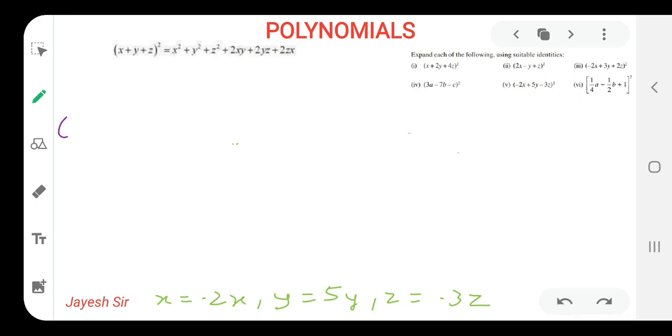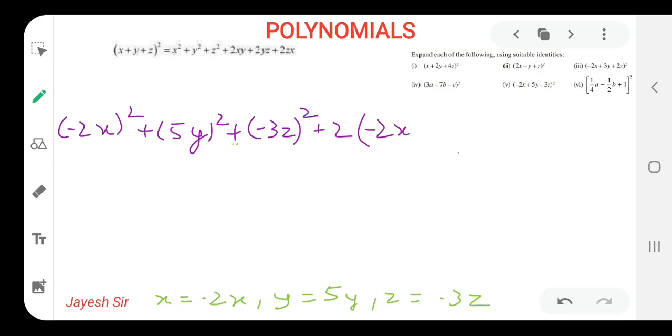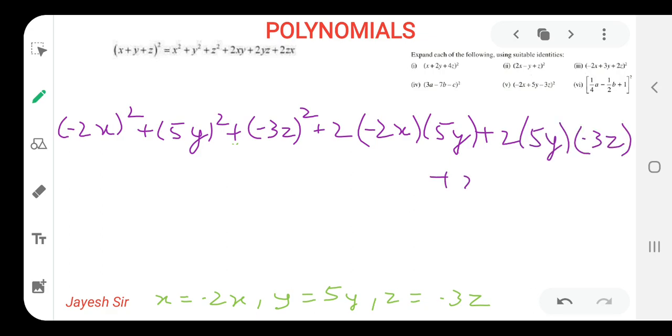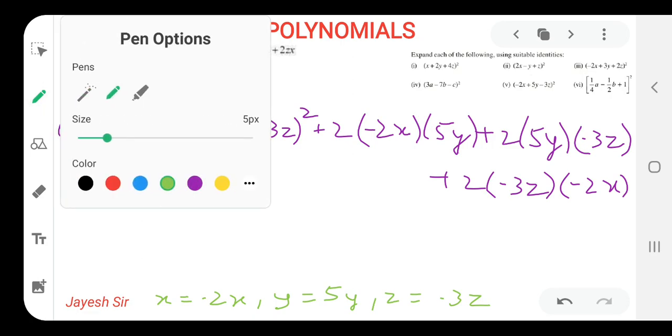So the value for x is minus 2x the whole square, plus the value for y is 5y the whole square, and the value for z is minus 3z the whole square. Now 2 as it is, the value for x is minus 2x, the value for y is 5y. Similarly for this, the value for y is 5y and the value for z is minus 3z, plus 2 as it is, the value for z is minus 3z and the value for x is minus 2x. I hope you all might be capable of doing this sum till this step.